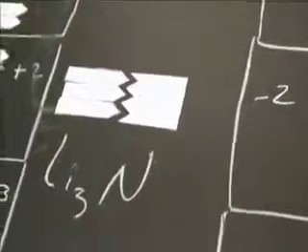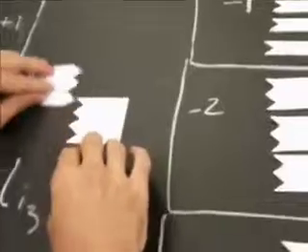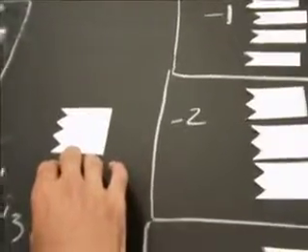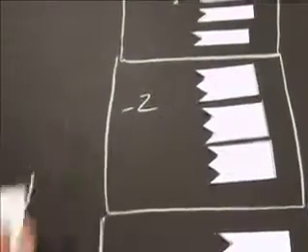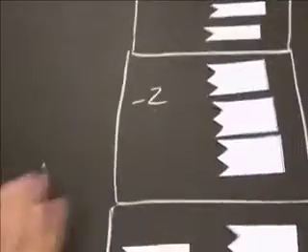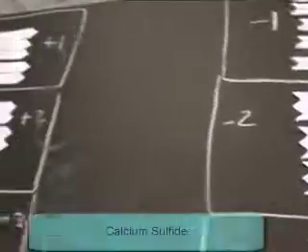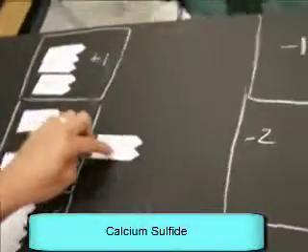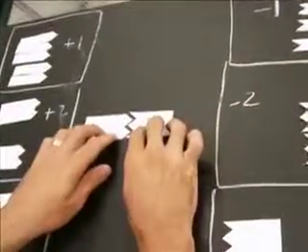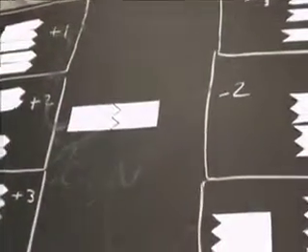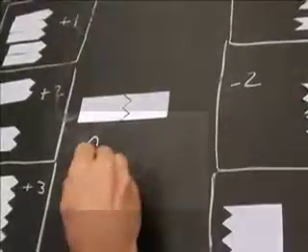Okay, let's do another one. How about calcium sulfide? Calcium's a +2 because it's in the second column. So I'm going to grab a +2 guy. There's my calcium. And sulfide's a -2. It's in the -2, oxygen column. So I'm going to grab this one and stick them together. They fit together. So I have 1 calcium, so Ca, and 1 sulfide, so S. CaS. Well, that was simple.